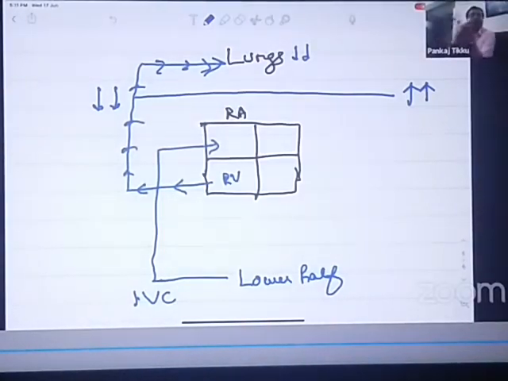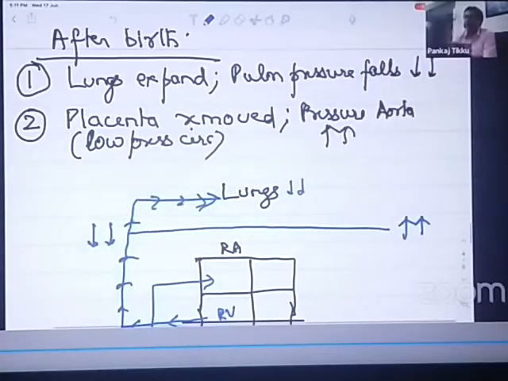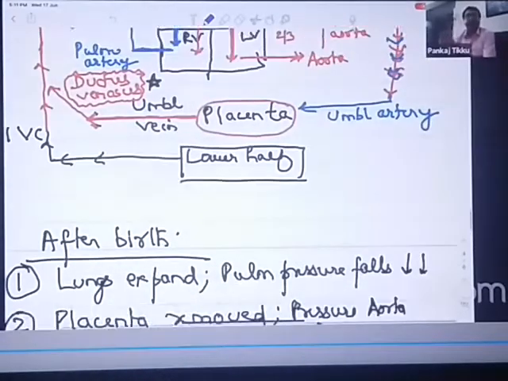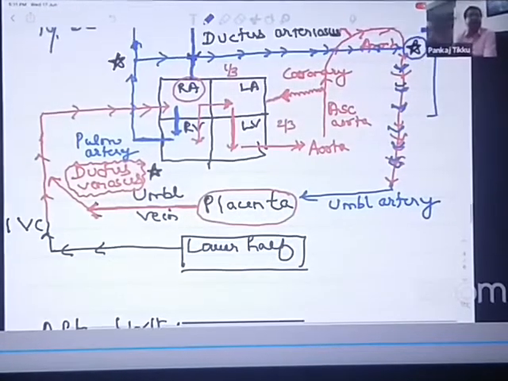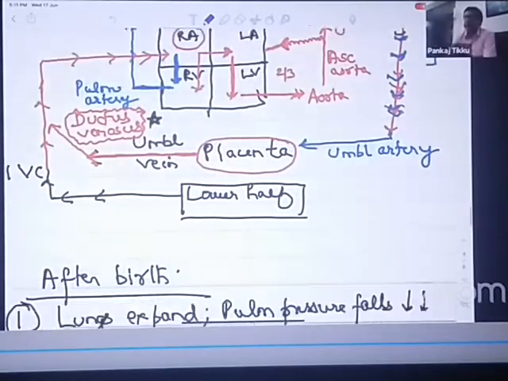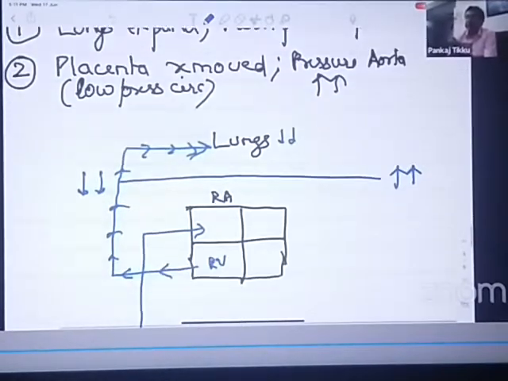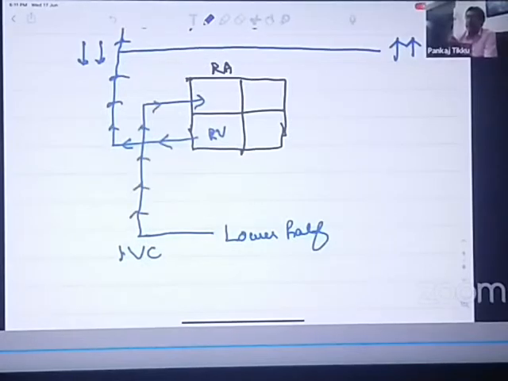which is entering into the inferior vena cava. So because that has stopped, see here, no umbilical vein, no ductus venosus, because the placenta has been removed. So now the inferior vena cava is pure deoxygenated blood which is entering into the right atria. Now no longer any placenta.